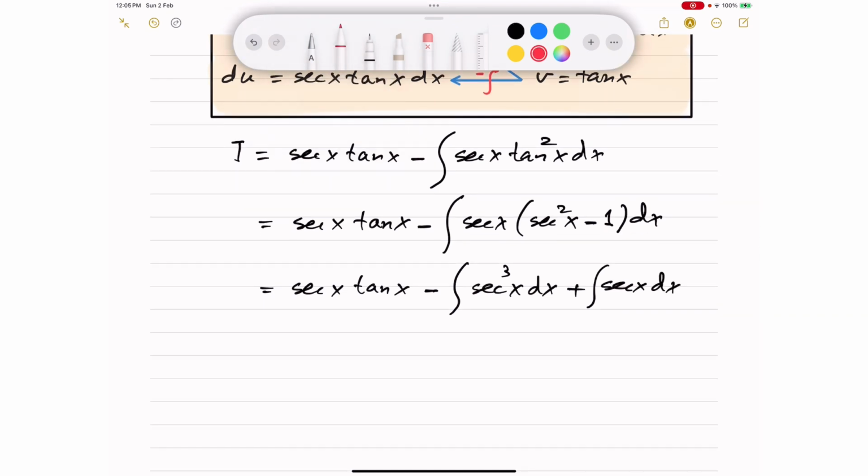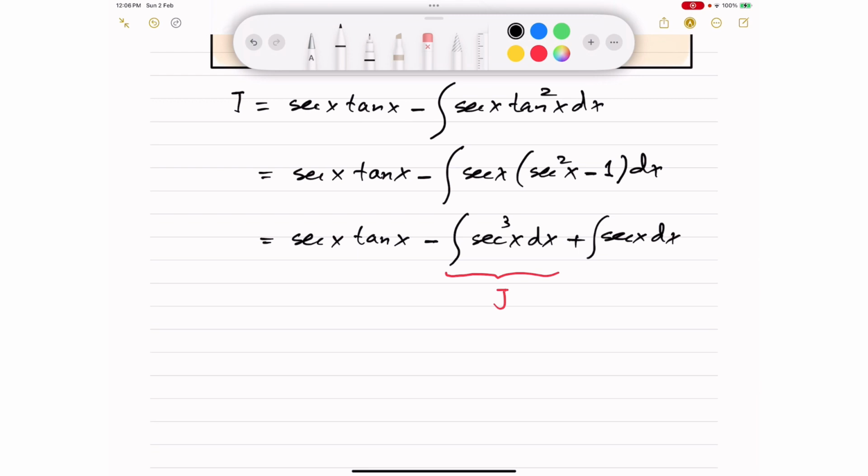Now, as you can notice, guys, the second term here is nothing but j, which is the integral that we started with. So I'm going to move this term to the other side, so we have 2j on the left-hand side. So twice j would be equal to secant of x tangent of x, plus, as all of us know, the integral of secant, which is the natural logarithm of secant of x plus tangent of x, plus c, of course, which is the integration constant.